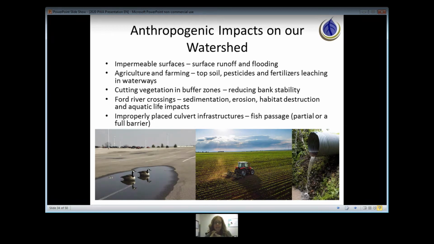Having improperly placed culverts as well can be an issue for fish passage. They often aren't necessarily placed the right way, or often what happens, they've been there for so many years, and with all of the storms that we've had, they've ended up changing quite a bit. So fish passage can be either partial or full barriers. In these cases, we have to try and work with DTI to improve the water levels for fish to still be able to swim upstream to spawn.